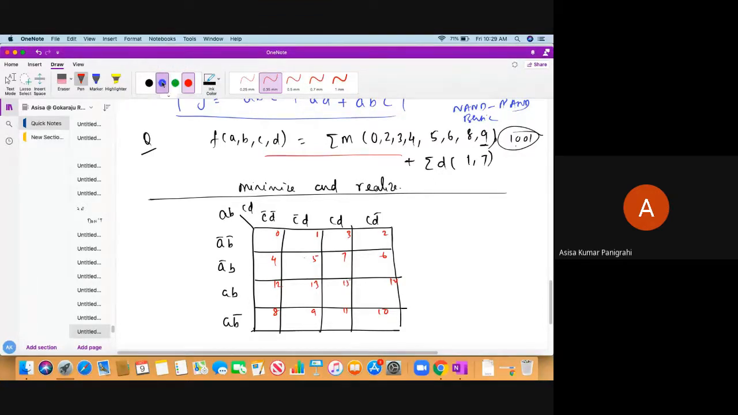Now we can put those minterm positions here with values wherever the minterms are present in the function. So 0 is present, yes, I can put 1; 2 is present, 3 is present, 4 is present, 5, 6, 8, 9, and the don't cares are 1, 7. 1 and 7 are my don't cares. So the remaining are all zeros. I can put zeros like this.